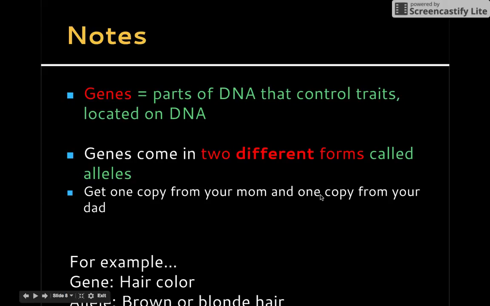You get your traits through your genes. And these are parts of DNA that control traits. They're located on your DNA strand. Genes come in two different forms called alleles. You get one copy from your mom and one copy from your dad. For example, your gene is your hair color. Your allele is whether it's brown or blonde hair.